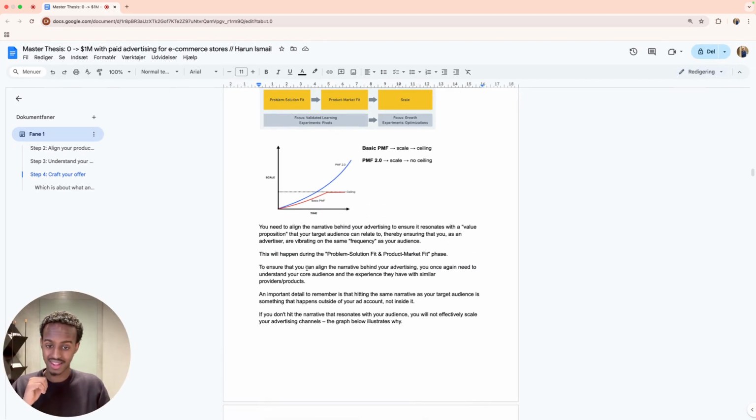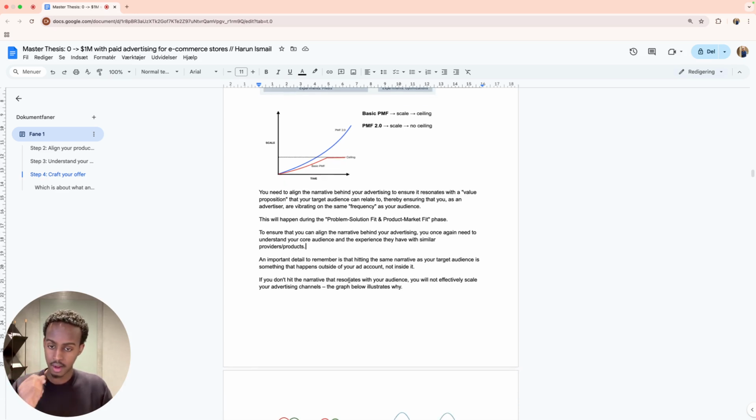Then, to ensure that you can align the narrative behind your advertising, you essentially once again need to understand your core audience and the experience they have with similar providers and products on the market. An important detail to remember is that hitting the same narrative as your target audience is something that happens outside of your ads manager, not inside of it. If you don't hit the right narrative with your audience, you can't effectively scale your advertising efforts.